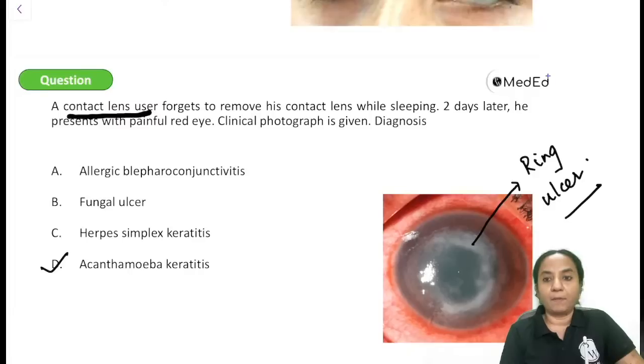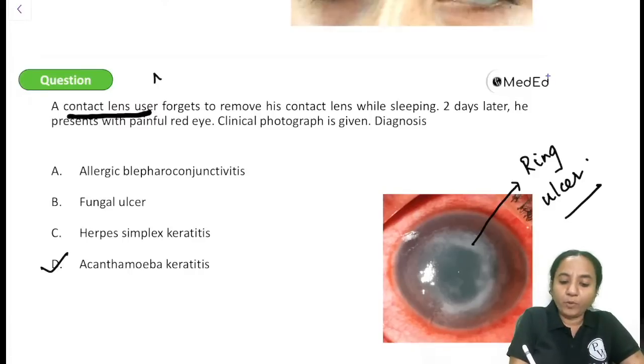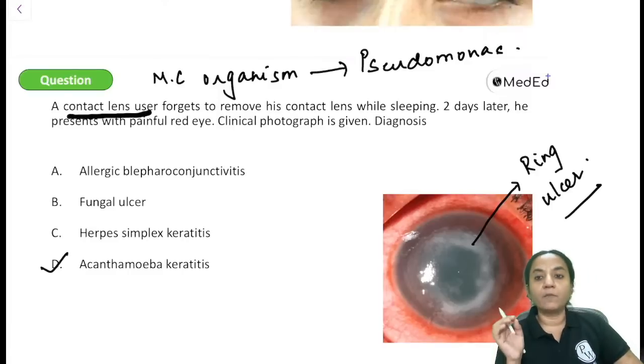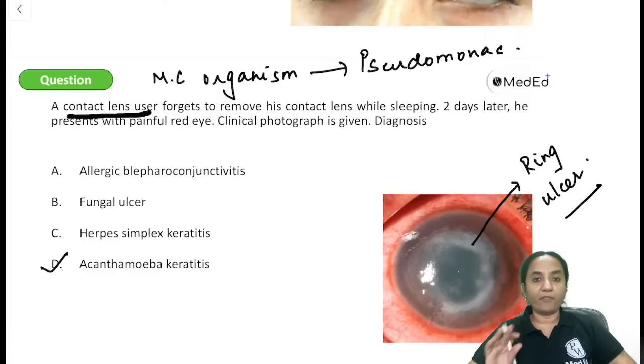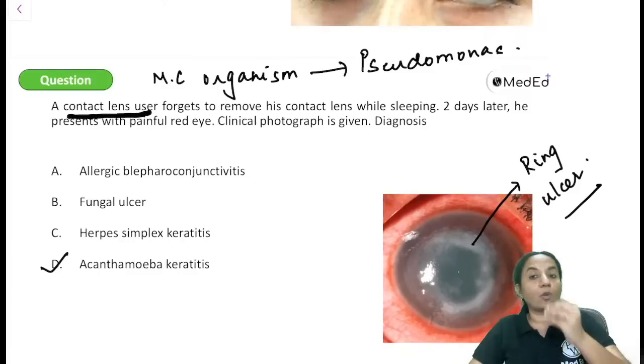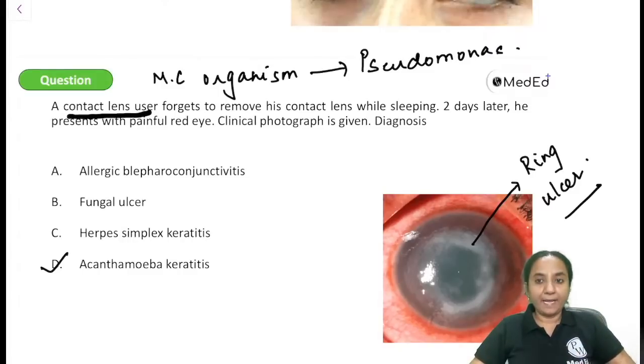Now please remember, just because it is a contact lens misuser who's developing an ulcer, the answer is not acanthamoeba. Why? Because the most common organism which causes an ulcer in a contact lens misuser is actually Pseudomonas. Even in a contact lens misuser, the most common organism which causes a corneal ulcer or an infective keratitis is Pseudomonas.